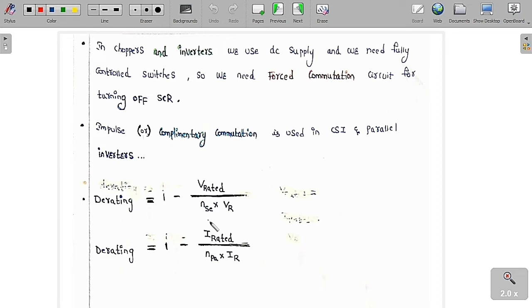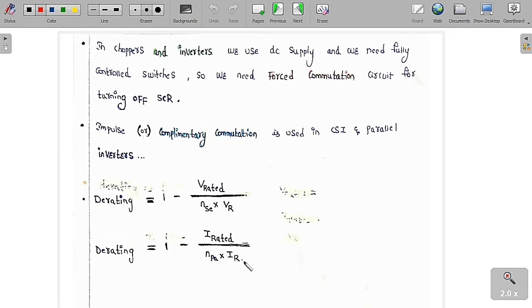So derating factor is equal to 1 minus V rated by N series into V rated of each SCR. Similarly, derating factor is equal to 1 minus I rated by N parallel into I rated, where V rated is the voltage rating of each SCR and I rated is the current rating of each SCR.